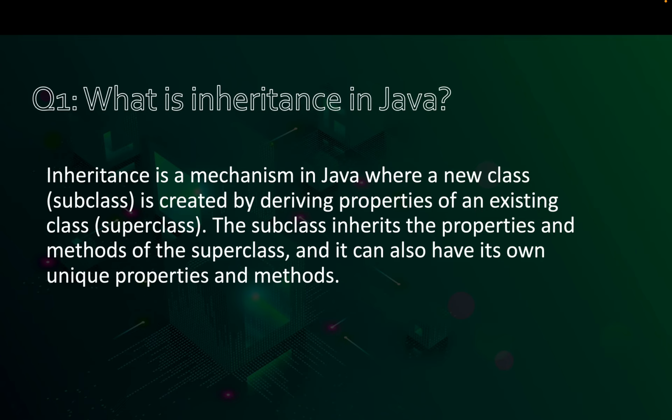Inheritance is a mechanism in Java where a new class, a subclass, is created by deriving properties of an existing class, the superclass. The subclass inherits the properties and methods of the superclass, and it can also have its own unique properties and methods.